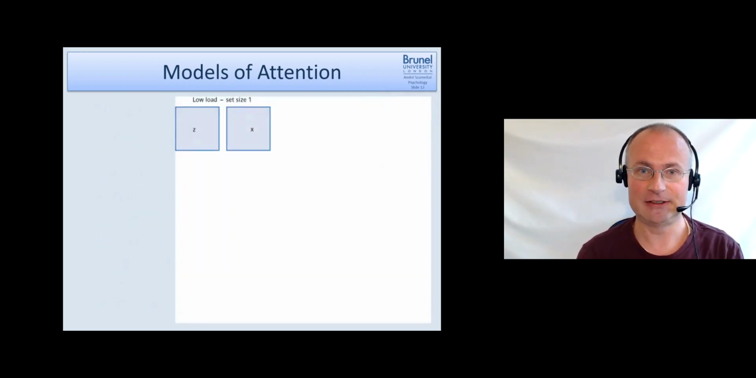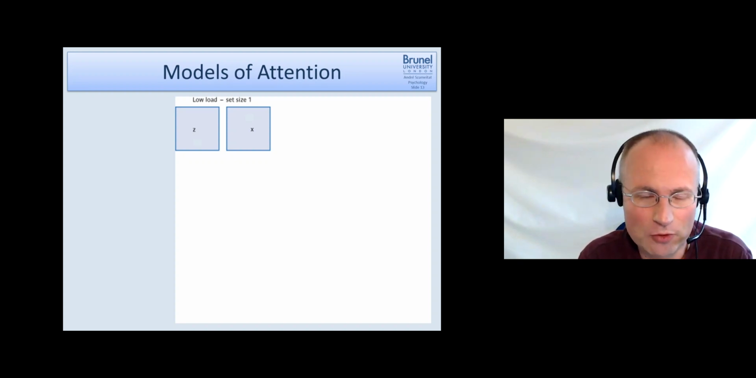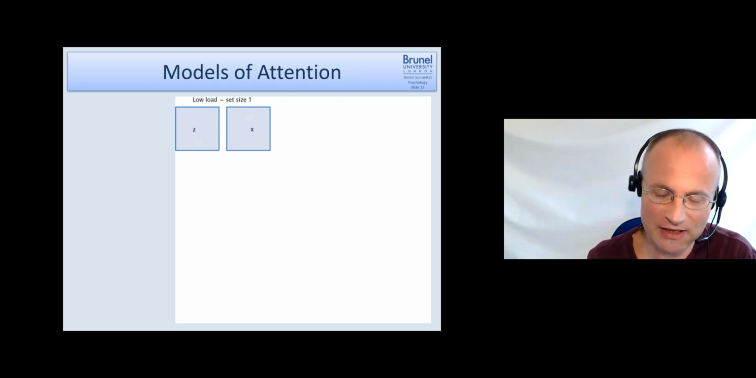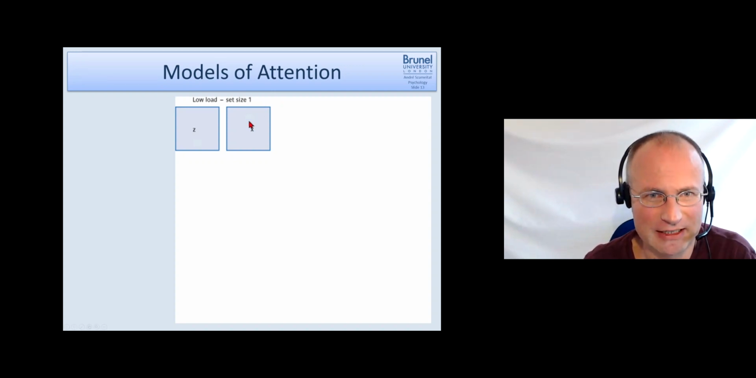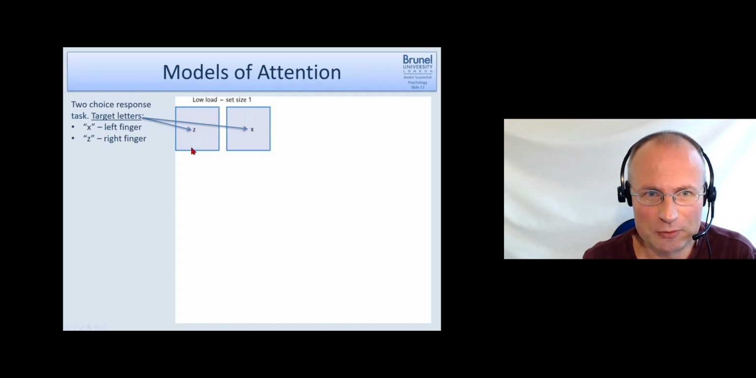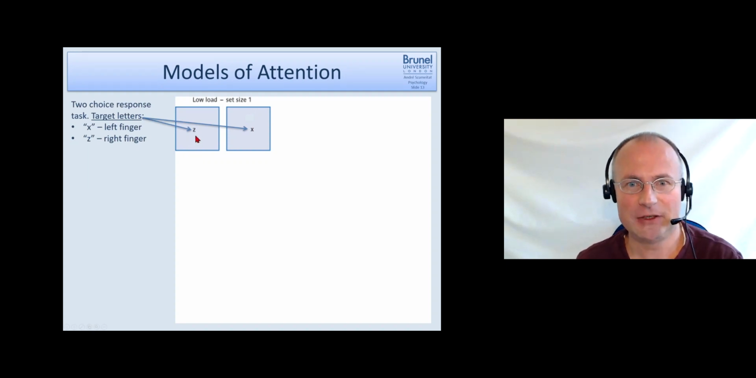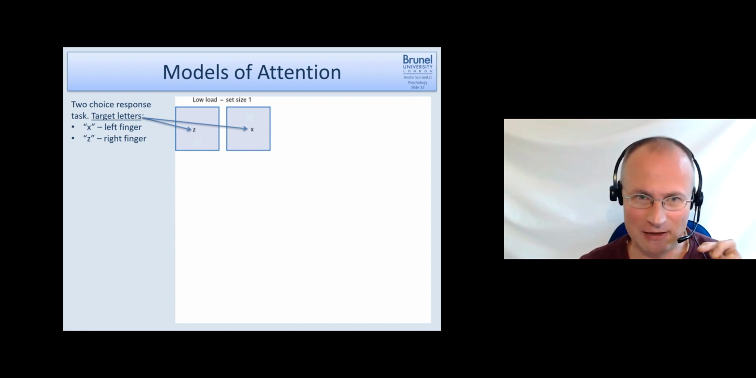Okay, here is the experimental evidence which supports this idea. The task is as follows, and I will guide you step by step through this again. So, again, a two-choice response task. If you see an X, press the left finger. If you see a Z, press the right finger. And again, a speeded task and trial after trial.